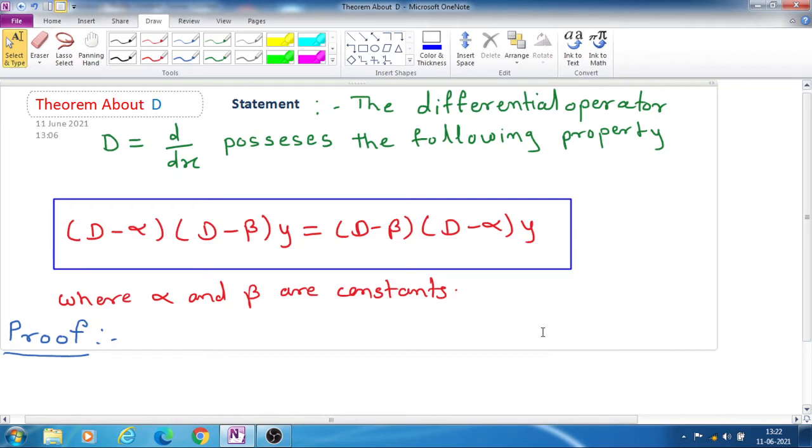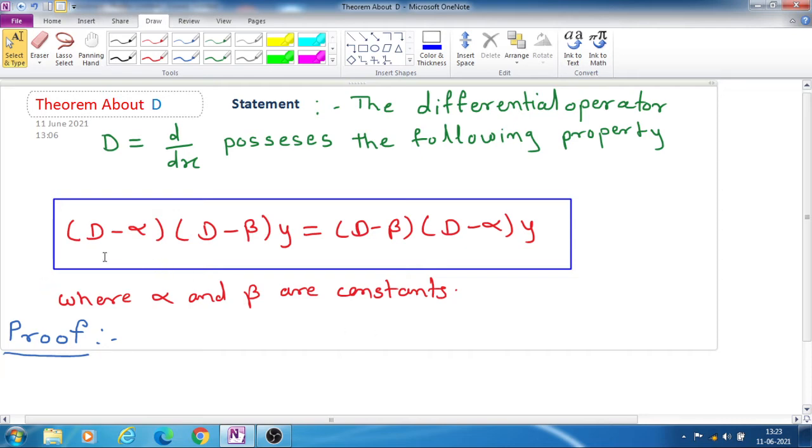Now in this lecture we see a theorem about operator D. So the theorem is: the differential operator capital D, equal to d by dx, possesses the following property, that is (D minus alpha)(D minus beta) y is equal to (D minus beta)(D minus alpha) y. That means here alpha and beta are constants.